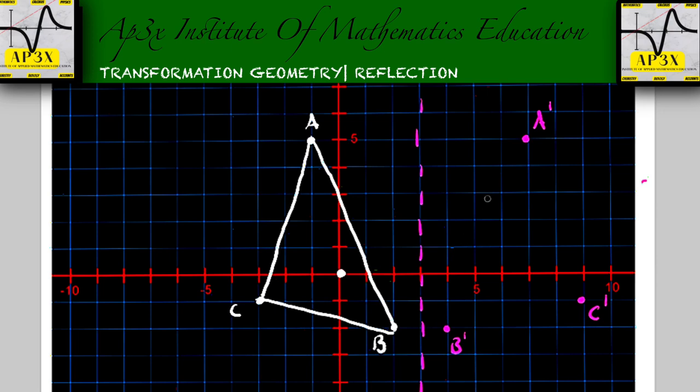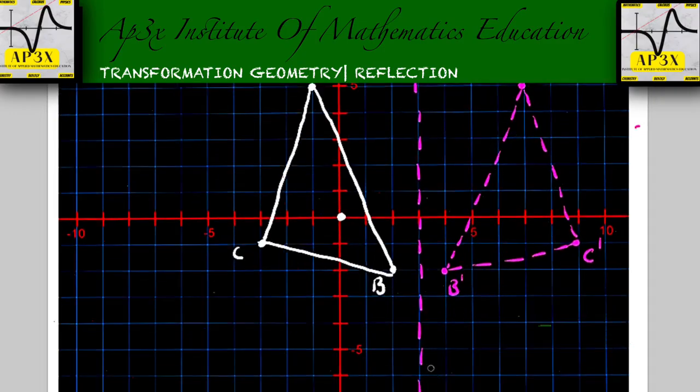And so easily I can connect A prime to B prime. Then we're going to connect A prime to C prime. And then we're going to connect B prime to C prime. Beautiful. And that forms our non-standard reflection across the line x equals 3. Let us label this line x equals 3. All right, that means it passes through 3 on the x-axis.